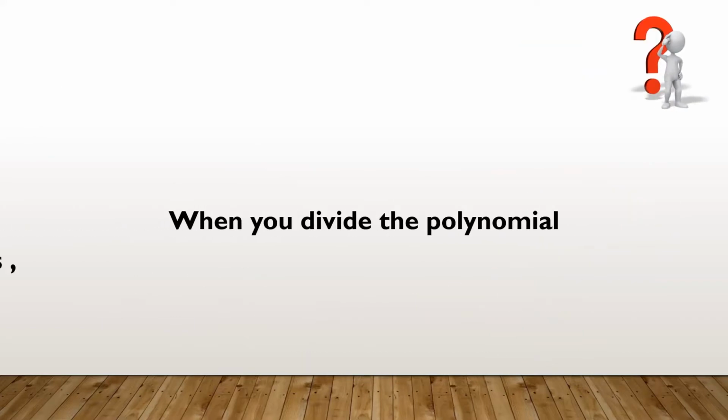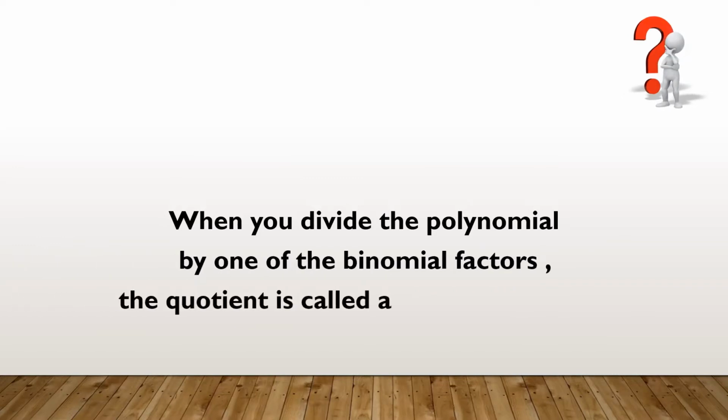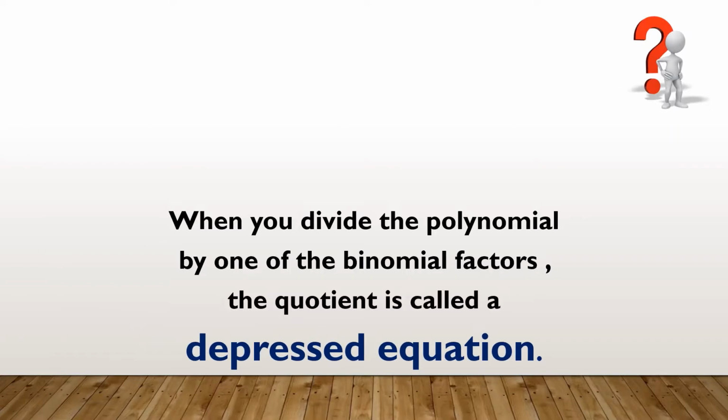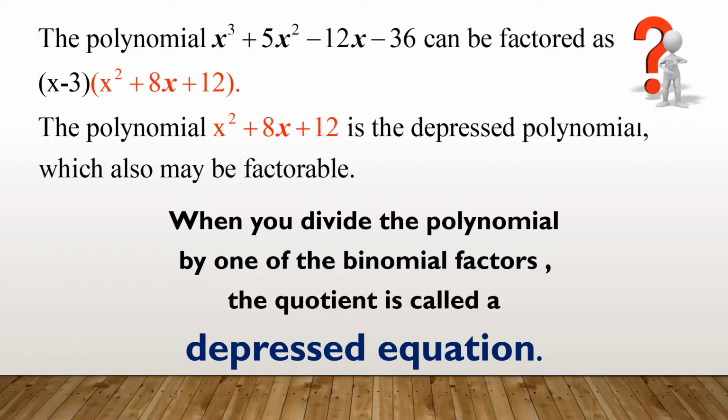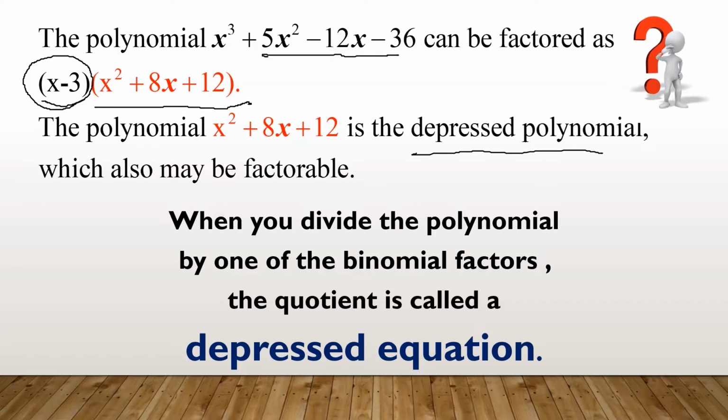When you divide the polynomial by one of the binomial factors, the quotient is called a depressed equation. The polynomial x cubed plus 5x squared minus 12x minus 36 can be factored as x minus 3, which is the divisor a while ago, and x squared plus 8x plus 12, which is the result after doing the synthetic division. And we call it here the depressed polynomial, which is also factorable.